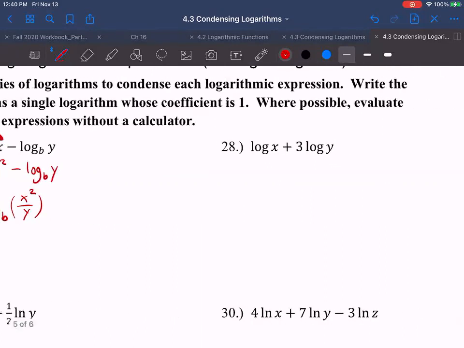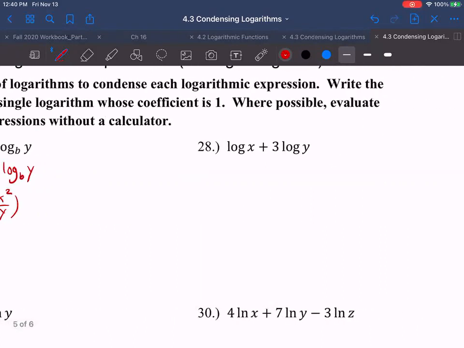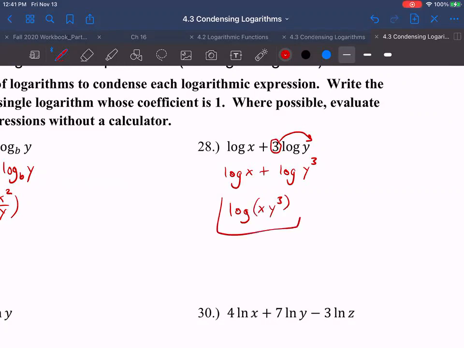All right, I'm going to go ahead and do one more of them here. Log base 10, so just a log of x plus 3 times the log of y. Again, I can't combine them together because those coefficients out front are different. So I need to move that up front. So I get log of x plus log of y cubed. And now I can use the product rule because it's the 2 logs of the same base being added together. And this will become log of x times y cubed, just like that.